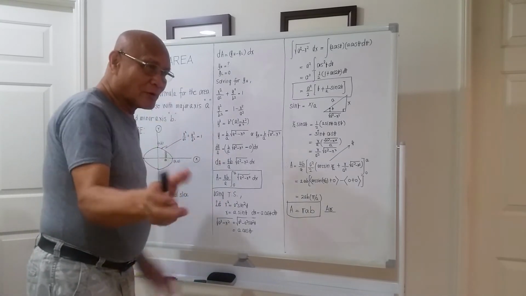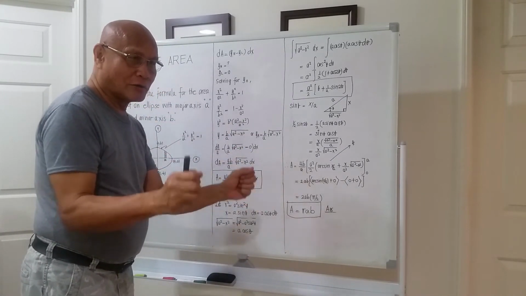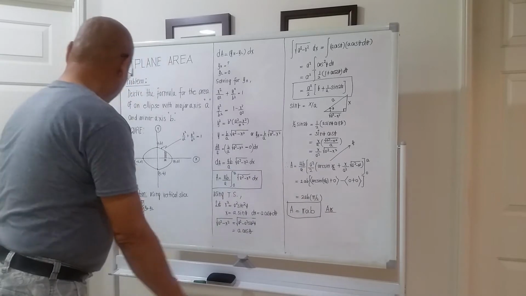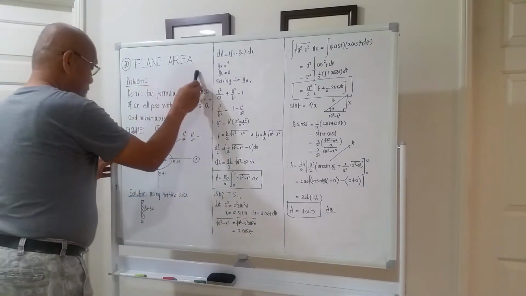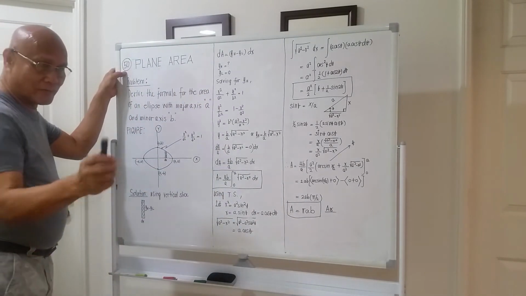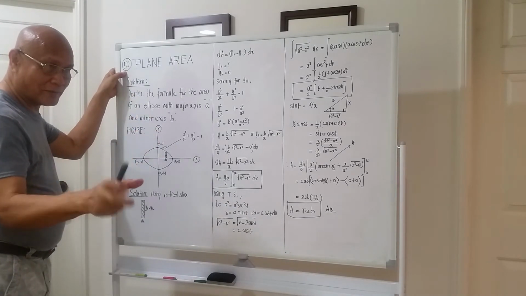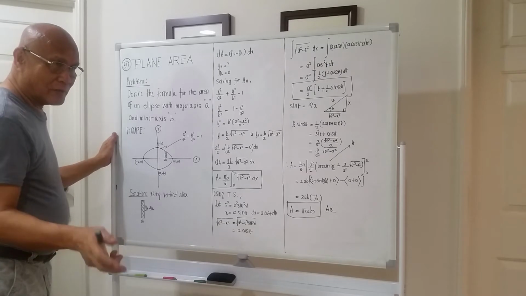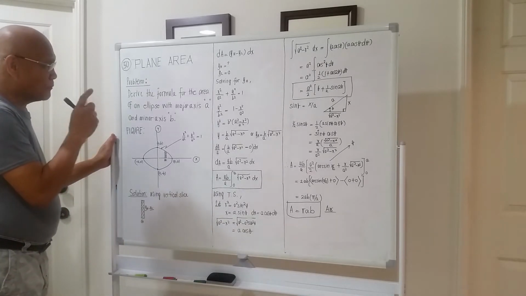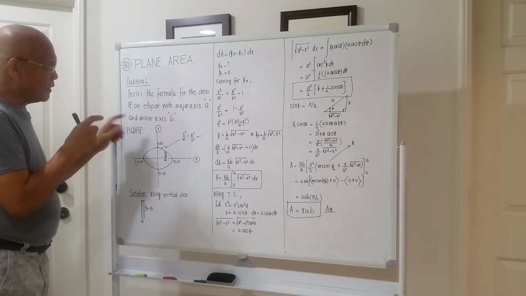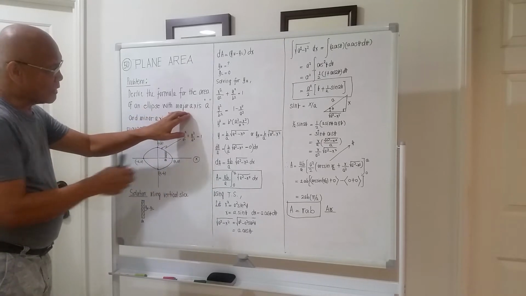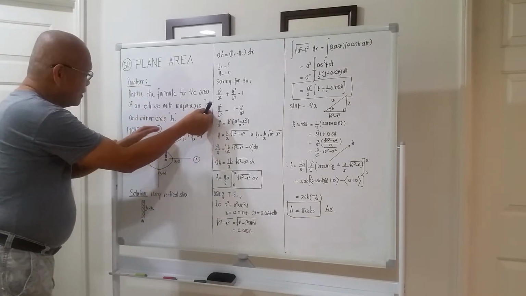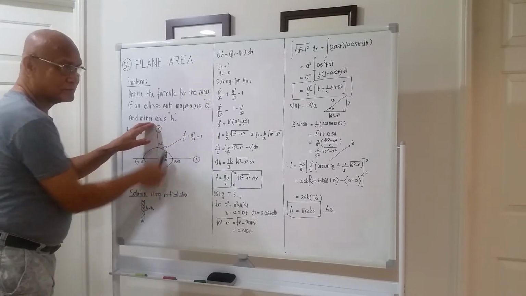This is pure derivation, an application of integral calculus. Plane area, lesson number 50 on my channel on my topic integral calculus. I will read the problem. Derive the formula for the area of an ellipse with major axis A, minor axis B.